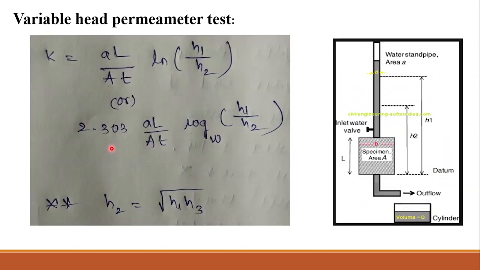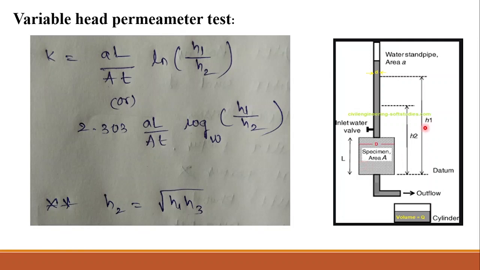Okay, next, coming to the variable head permeability test. This is quite different from the constant head permeability test, right? This test is only suitable for fine grained soils, less than 75 micron size, like clay, silt, this type of soils.